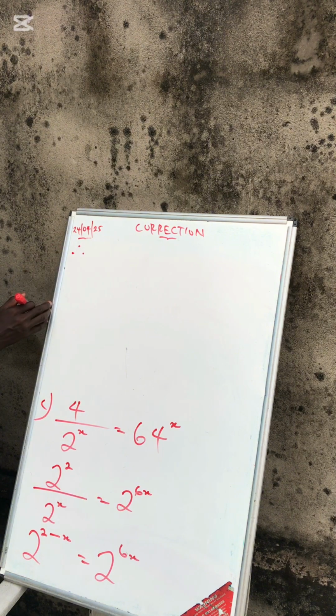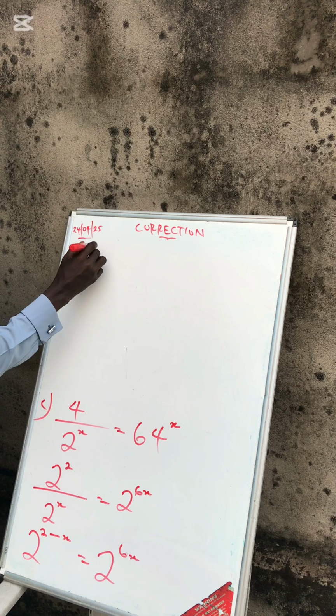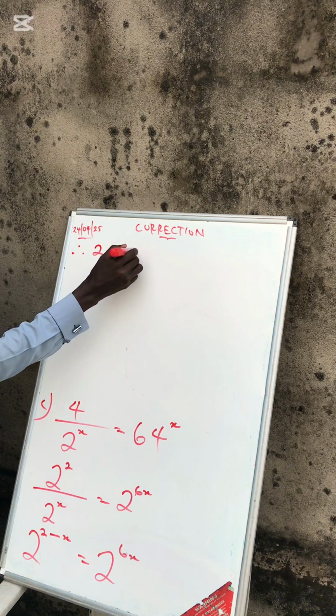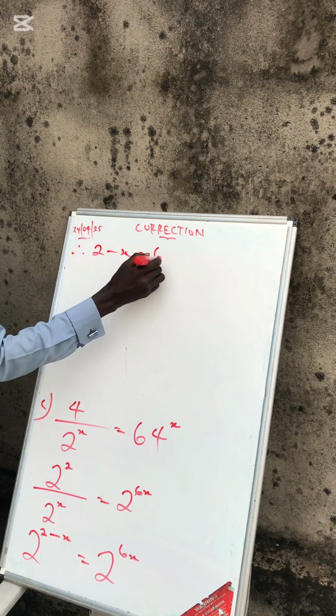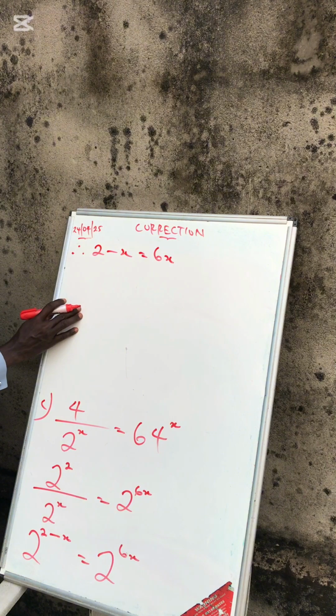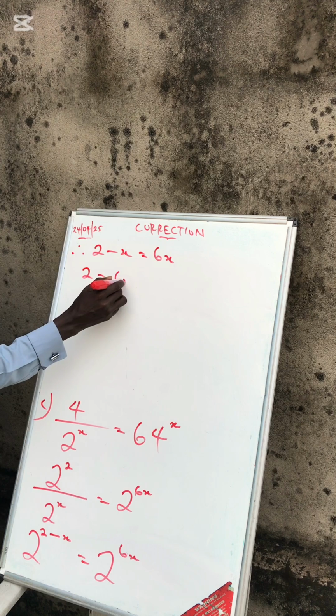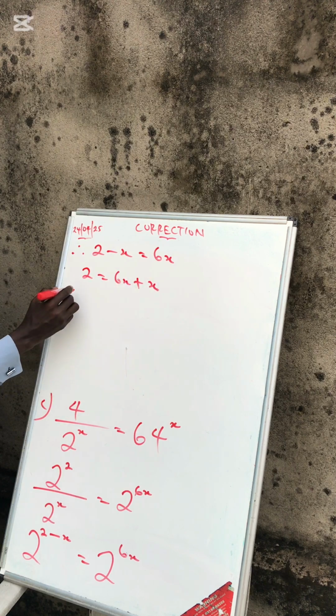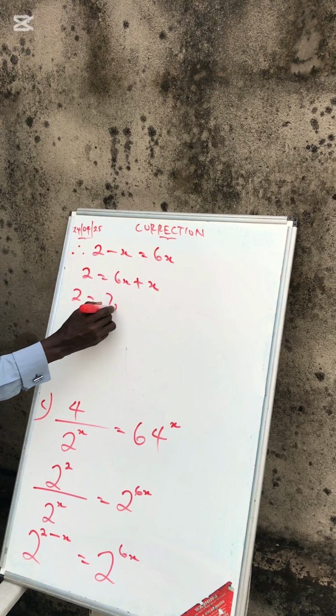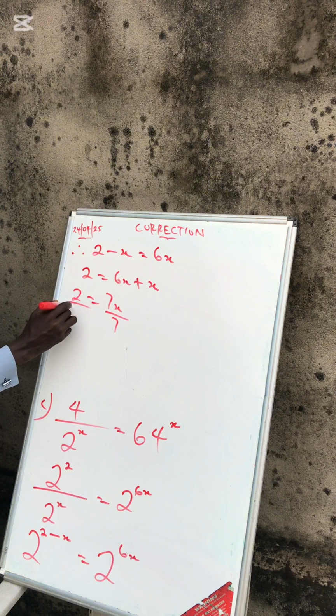Tell me what to write. Therefore, 2 minus x is equal to 6x. Beautiful. And what do we do? We can take minus x to the right hand side. That means 2 equals 6x plus x, and that means 2 equals 7x. Divide through by 7 to get x.